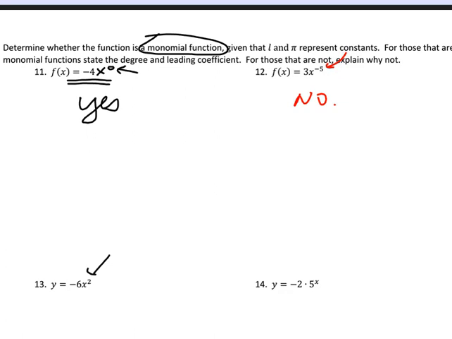All right, back to this one. Monomial or not? Isn't that power kind of weird? Yeah, so if it's got a weird power, it's not a polynomial. No.